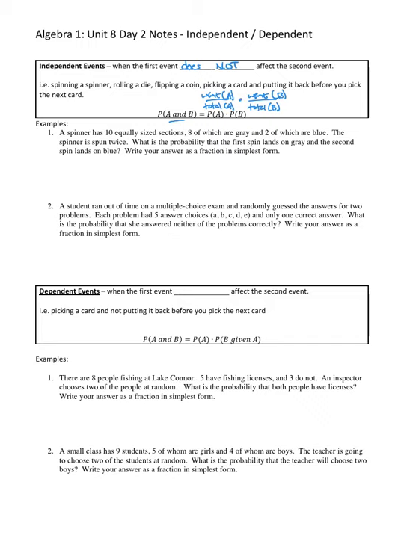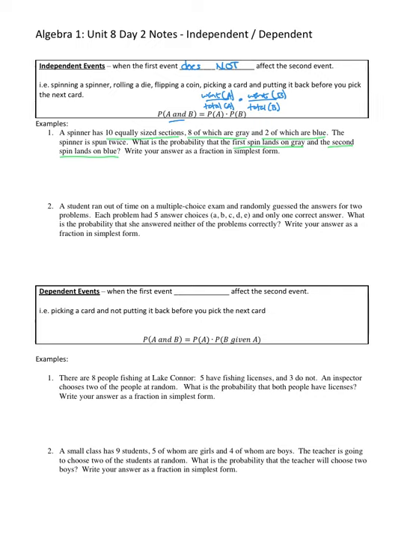Now we're going to take a look at some problems. Most of these things are going to be written as word problems, but get that word problem phobia out of your head. It's just called real-world application. So you have a spinner, has 10 equally sized sections. 8 are gray, 2 are blue. So I'm going to underline 8 gray, 2 blue. I'm going to underline the important parts. The spinner is spun twice. So what's the probability that the first spin lands on gray and the second spin lands on blue?